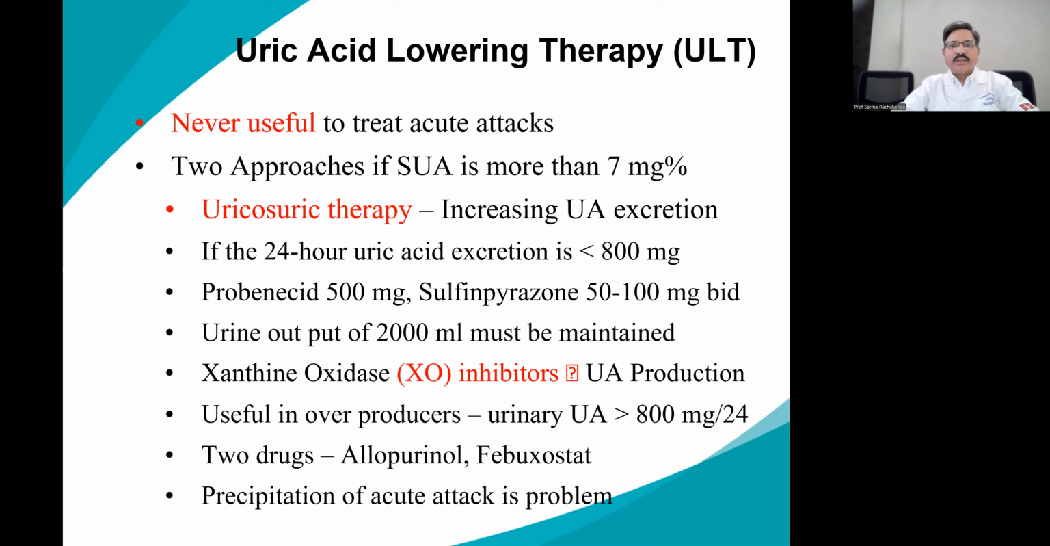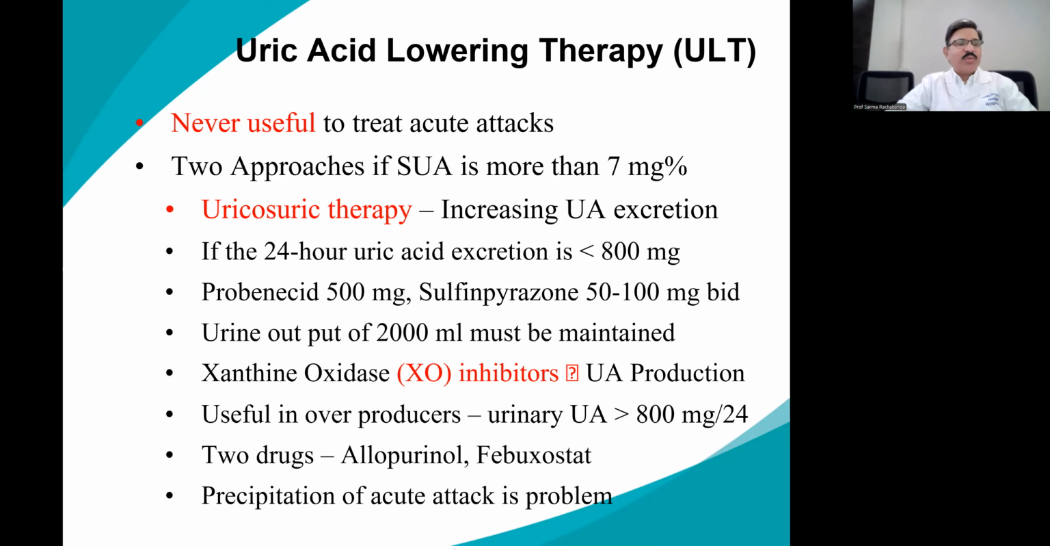If uric acid excretion is less than 800, then you give a sulfinpyrazone and probenecid combination: 500 milligrams of probenecid, 100 milligrams of sulfinpyrazone. Urine output of 200 ml must be maintained. You have allowed the uric acid to go, but there is no water to go. So you have to have enough water also. Then only the uric acid will come down.